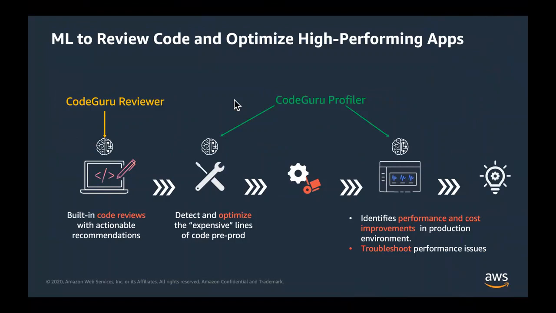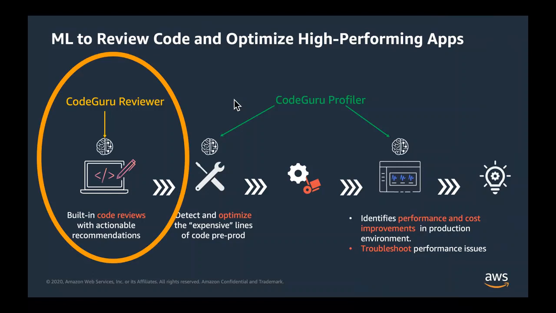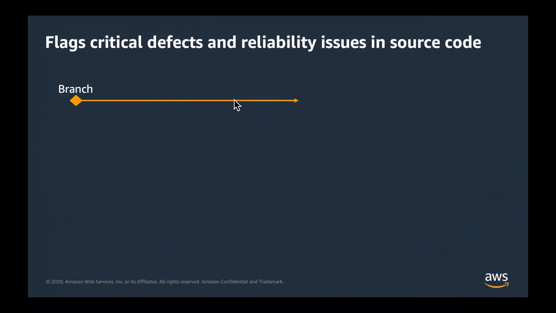Very briefly, let me mention Code Guru Profiler, which helps you automatically find and improve the performance of your code by finding hotspots and helping you understand how to remediate them. It's built using machine learning to help automatically improve the code based on this dynamic analysis. However, what I want to spend my time focusing on is Code Guru Reviewer, which operates at the beginning of this DevOps lifecycle. So this helps find and remediate issues in your code at code review time.